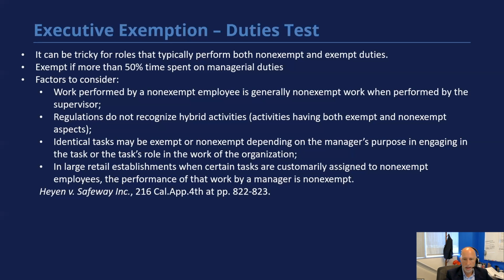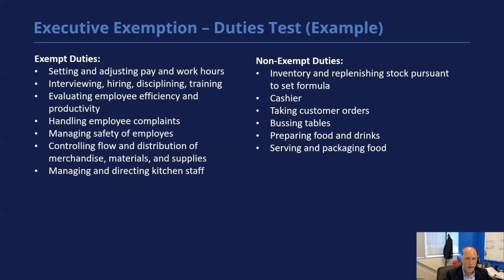So those are just some factors to consider when determining whether or not the work being performed is exempt or non-exempt. So here's just an example of some duties that are characterized as exempt versus non-exempt for the restaurant space. In that particular industry, exempt duties may include setting and adjusting pay and work hours, interviewing, hiring, disciplining, and training employees, evaluating employee efficiency and productivity, handling employee complaints, managing safety of employees, controlling flow and distribution of merchandise, materials, and supplies, managing and directing kitchen staff.